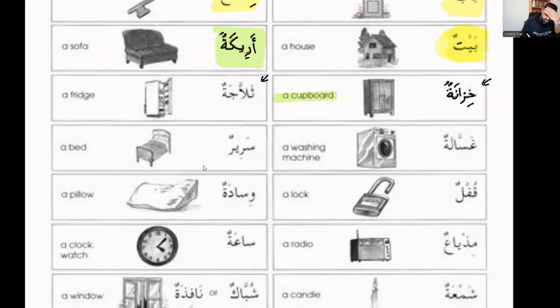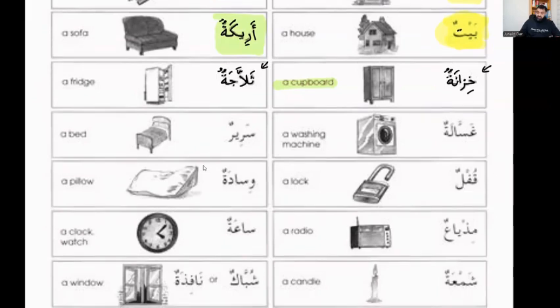A fridge. So this is thalajatun. Good. Which is feminine. Fridge, feminine. Good.